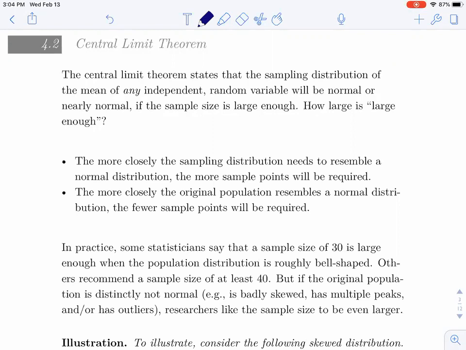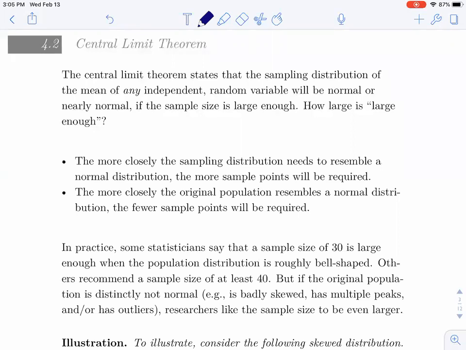So the only hitch is that our sample size has to be large enough, right? And it's really hard to decide how large is large enough. It depends on a few things. It depends on how close to the normal distribution you need to be. You have to increase your sample size if you need to be really, really close to the normal distribution. Or it depends on the distribution that you're sampling from, right?